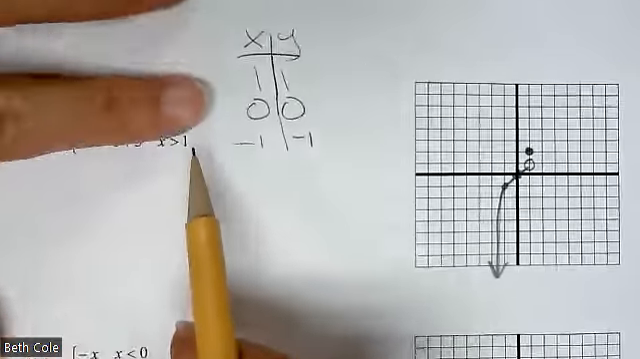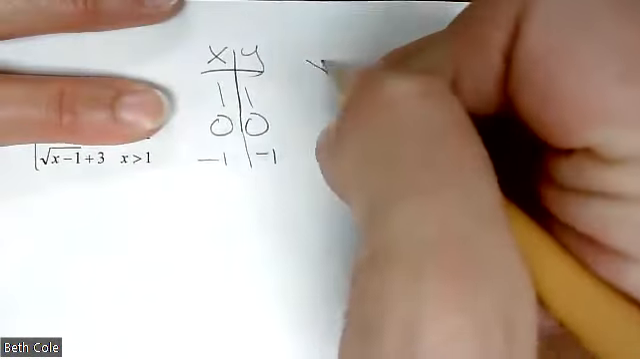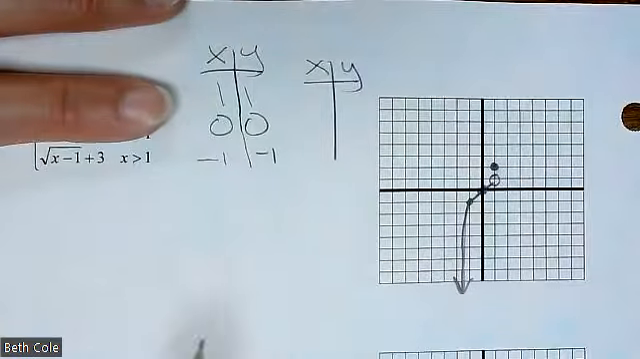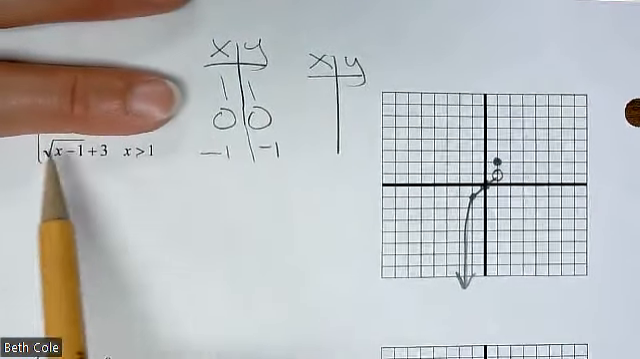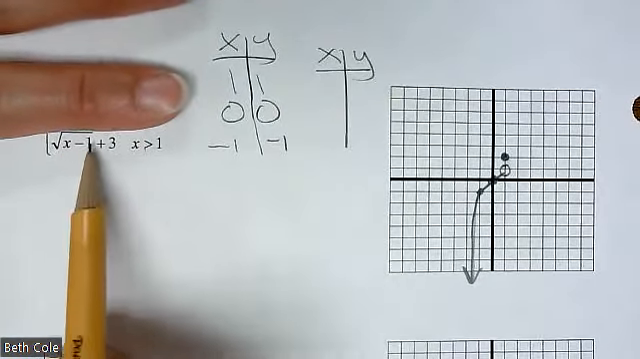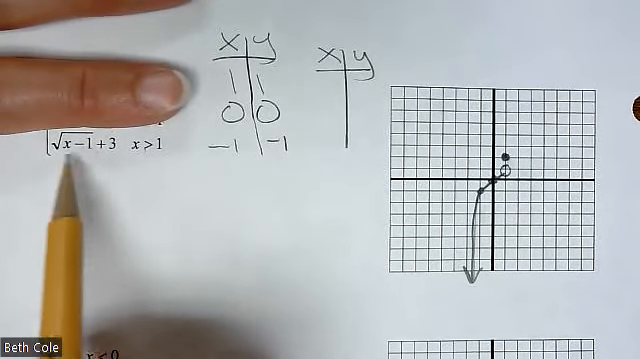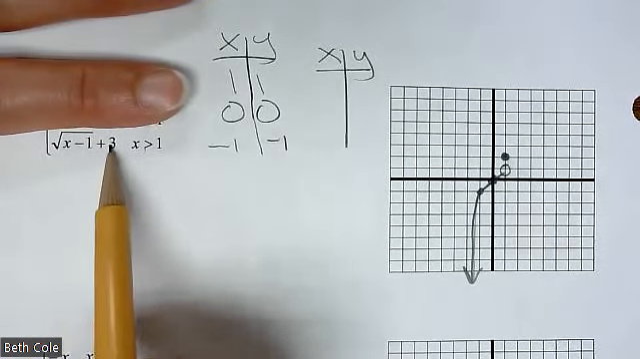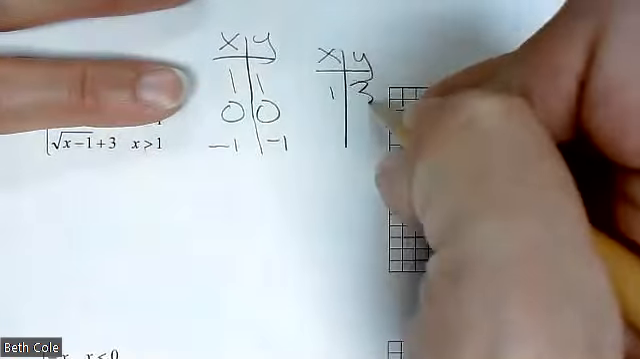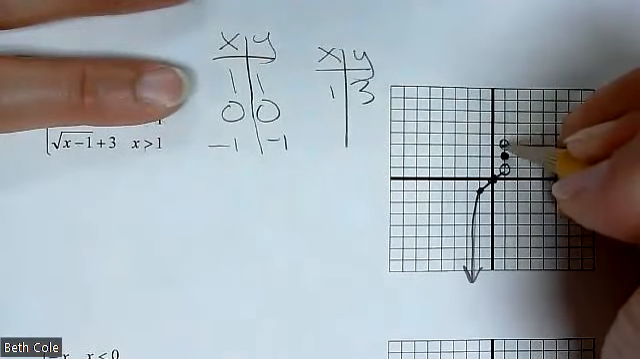And then we're going to do this last one. You still plug in 1. It's just going to get an open circle. So you're still going to plug in 1. All right. 1 minus 1 is 0. Square root of 0 is just 0, plus 3, 3. So 1, 3, and it's going to be open.